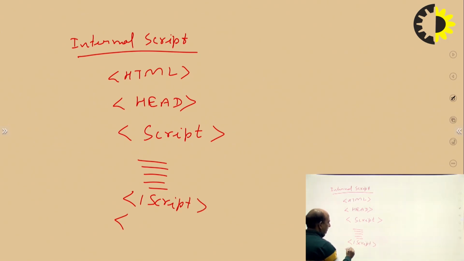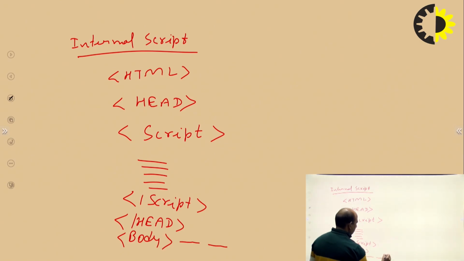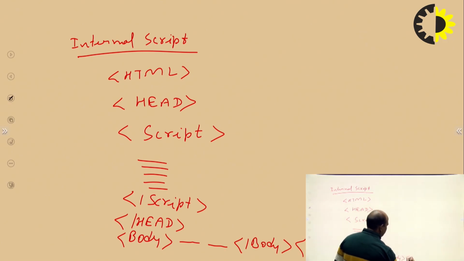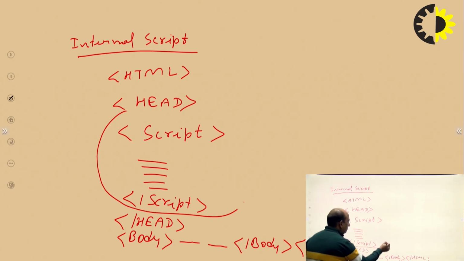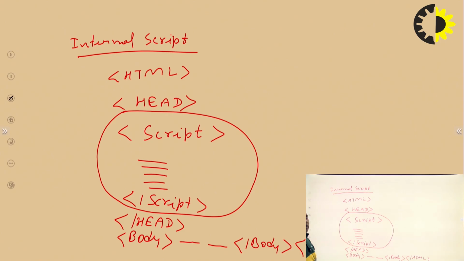and close the head tag, and after that start your body code as required, then close your body and then close the HTML tag. This way you can use the script tag to write your script internally within the HTML page. This way you can use the internal script.